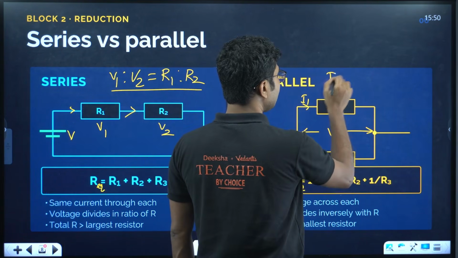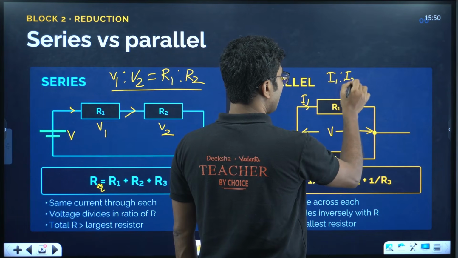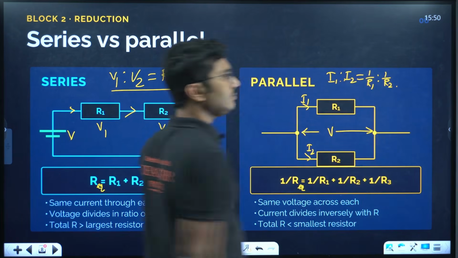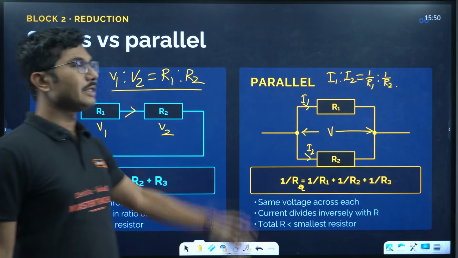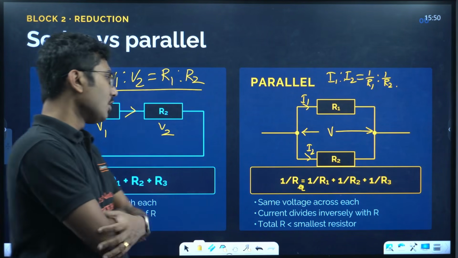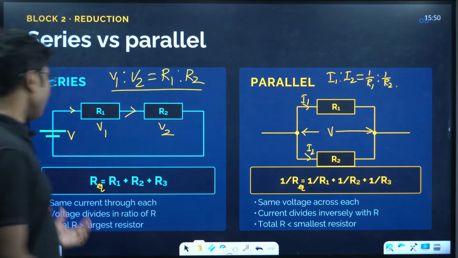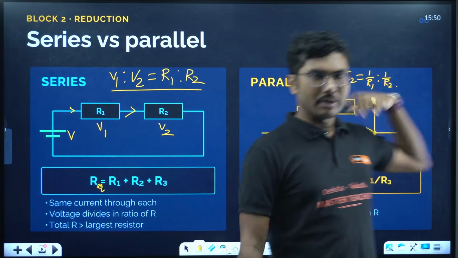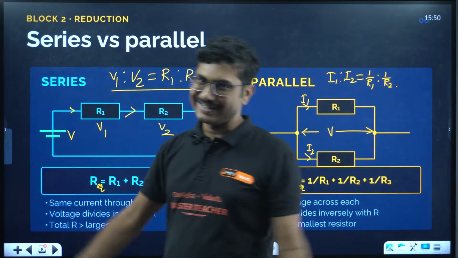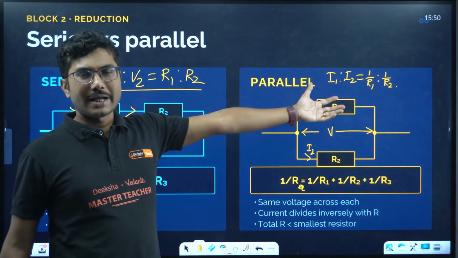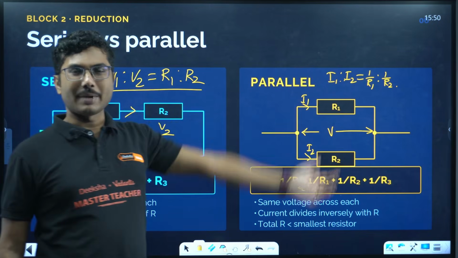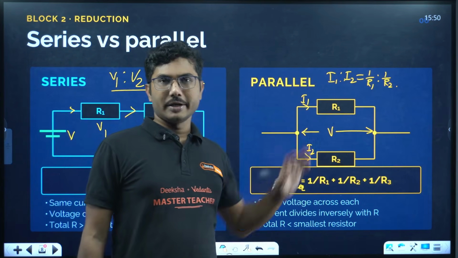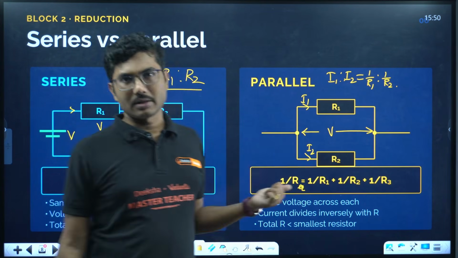Okay, I1 is to I2 equals 1 by R1 is to 1 by R2. So the current divides in the ratio of the inverse of the resistances. Total R is always smaller. Here total R is always greater than the bigger resistor. Here resistance decreases, overall resistance decreases. Here obviously overall resistance increases. This is obvious. This sometimes can be tricky. If you are connecting a parallel combination of 1 and 2, the equivalent resistance will be smaller than 1. So the overall resistance decreases in parallel combination.